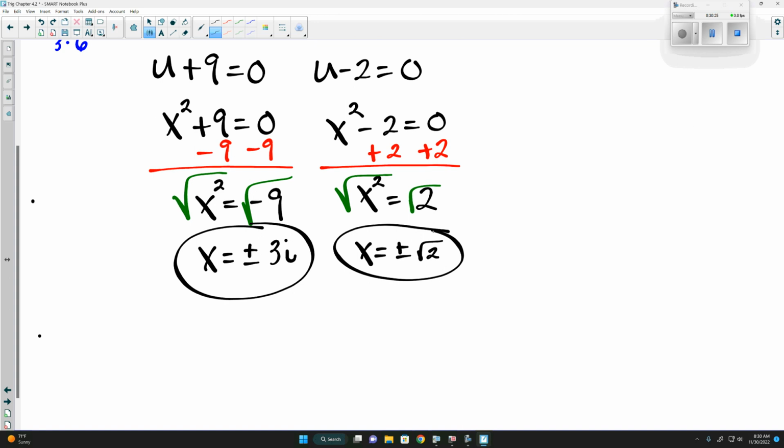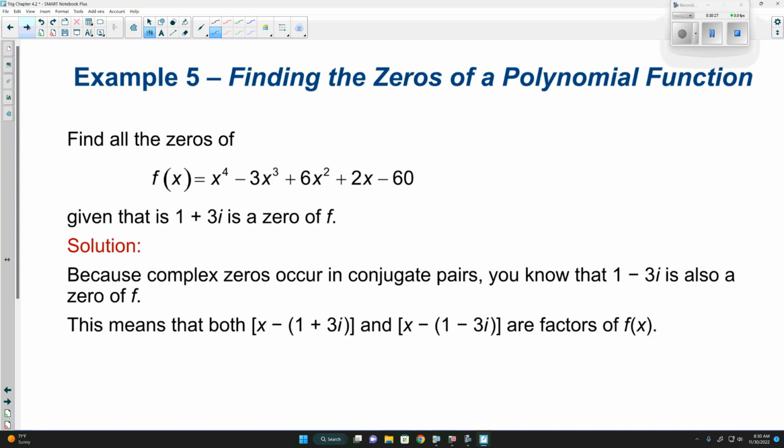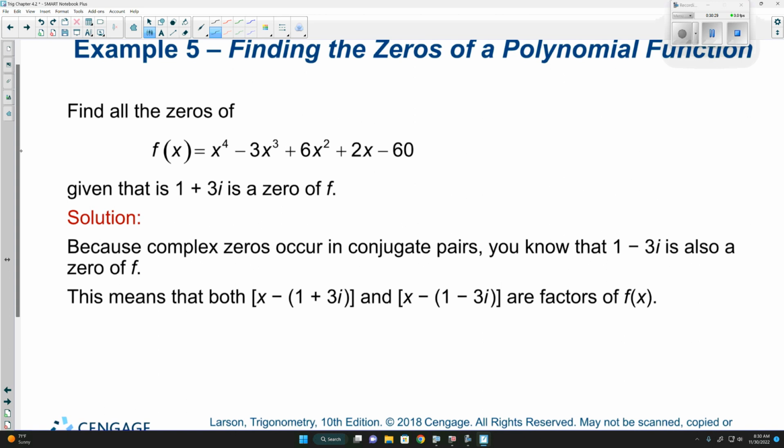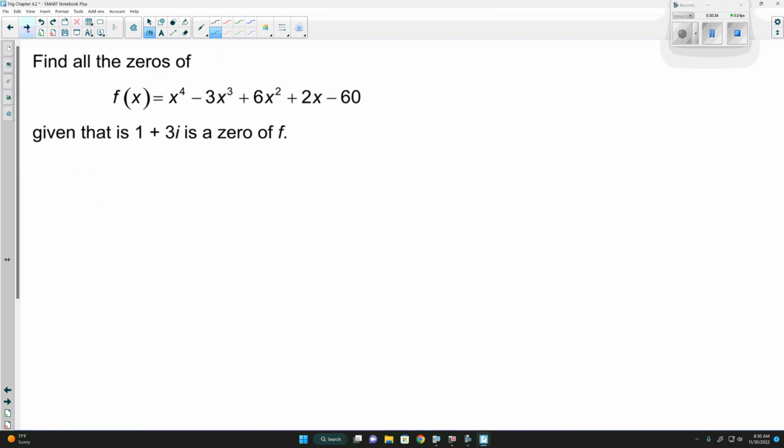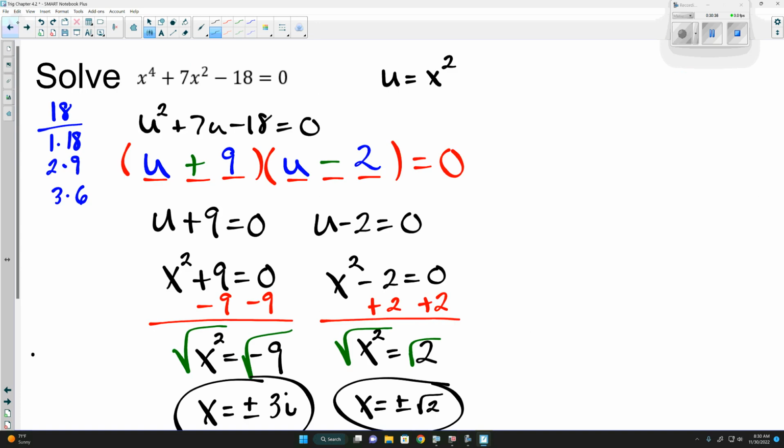Questions on this here? Finding the zeros of a polynomial function. Yep, I think I included that again.